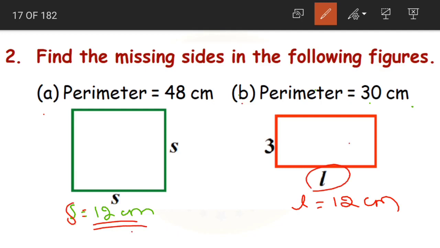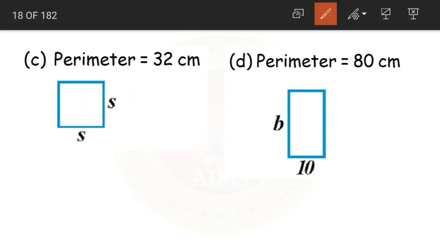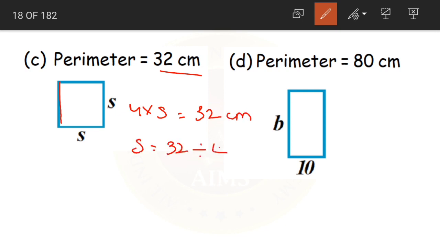And in question B we found out the length, that is 12 centimeters. Now again we are having two more examples here. Perimeter is equal to 32 centimeters. Again this is a square. So 4 into S is equal to 32 centimeters. Now S will be equal to how much, children? 32 divided by 4. S is equal to 8 centimeters.